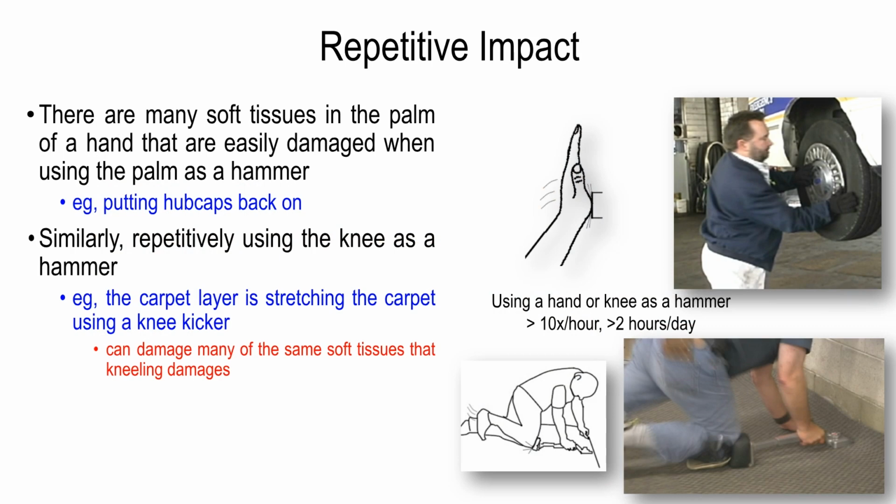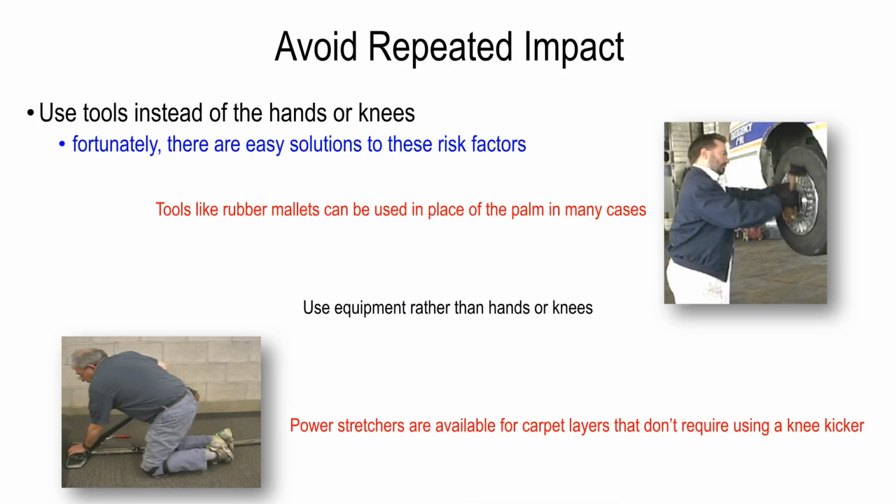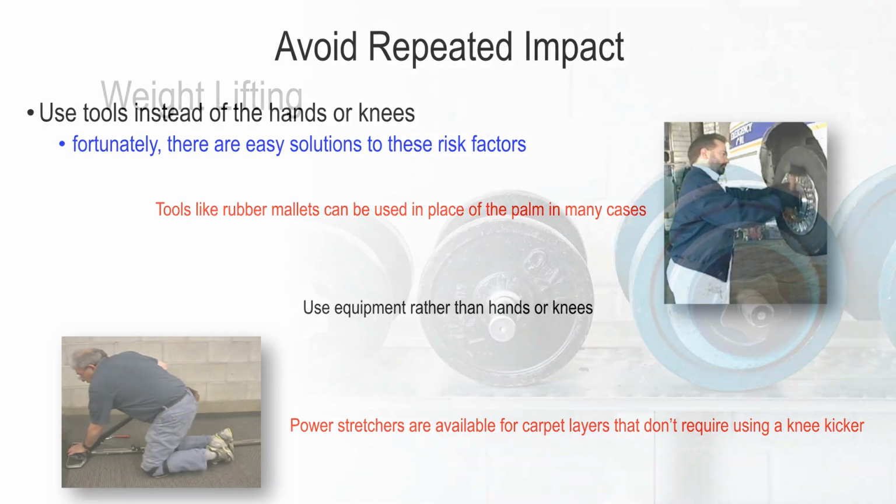Similarly, repetitively using the knee as a hammer, such as a carpet layer using a knee kicker, can damage tissues just like kneeling does. Frequent repetitive impact can lead to injuries. To avoid repeated impact, use tools instead of hands or knees. Easy solutions exist, such as using rubber mallets instead of the palm. For carpet layers, power stretchers are available that eliminate the need for a knee kicker.